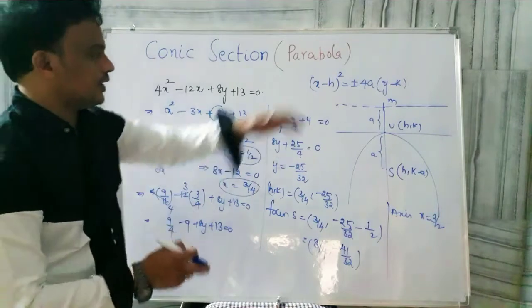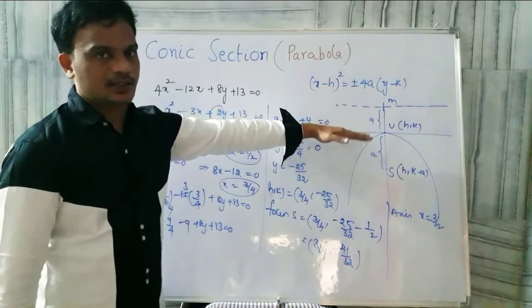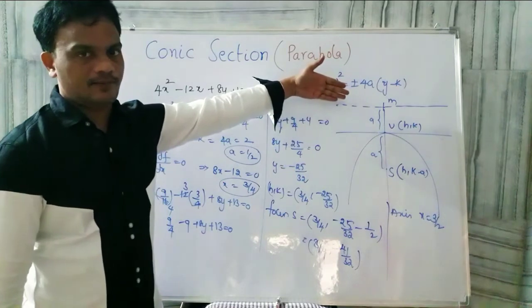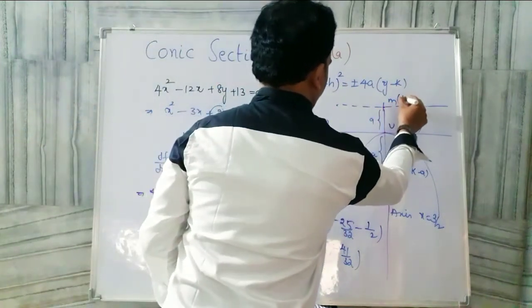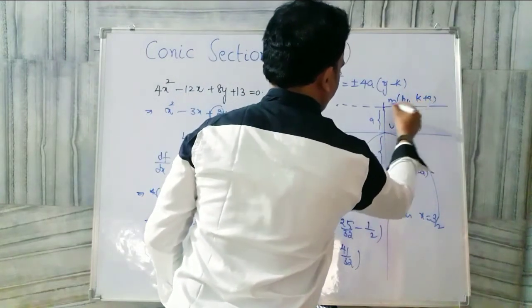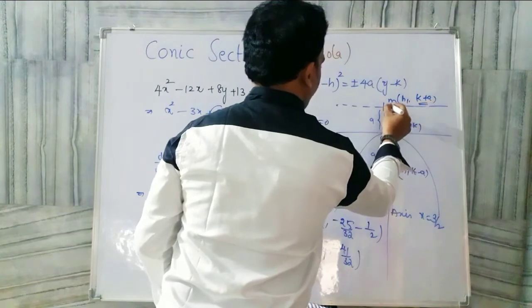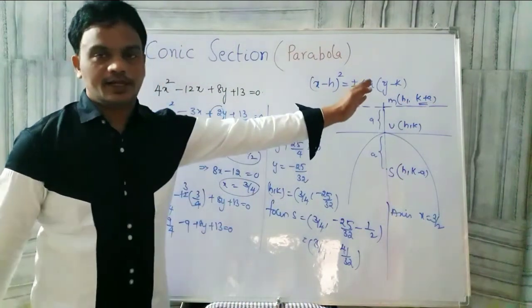What is the equation of the directrix? The directrix is parallel to the x axis, so y equals a constant. Here you will get the point, which is h comma k plus a. So we can get this value. First we find the point, then we will get the equation of the directrix.